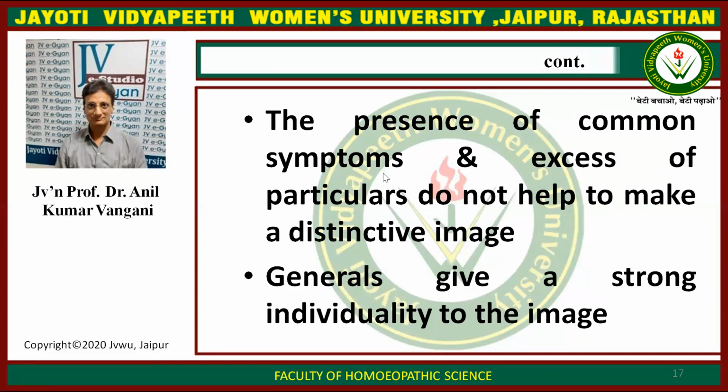The presence of common symptoms and excess of particulars do not help to make any distinctive image. तो इमेज किससे क्लियर होगी? इमेज क्लियर होगी peculiar से, अनकॉमन से, क्यूअर से, स्ट्रेंज सिम्टम से. Generals give strong individuality to the image. Generals हैं, they are actually the spinal cord, the vertical column of the image. इससे ही आपकी इमेज इरेक्ट हो पा रही है.